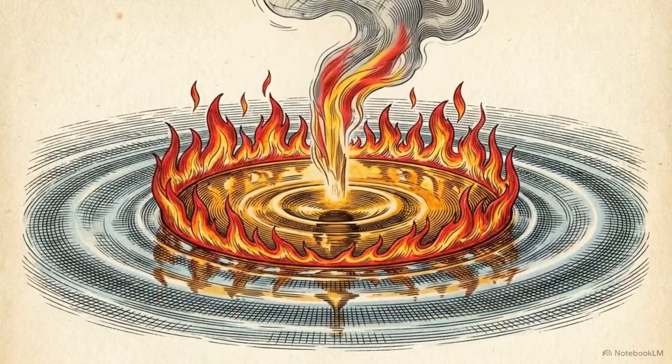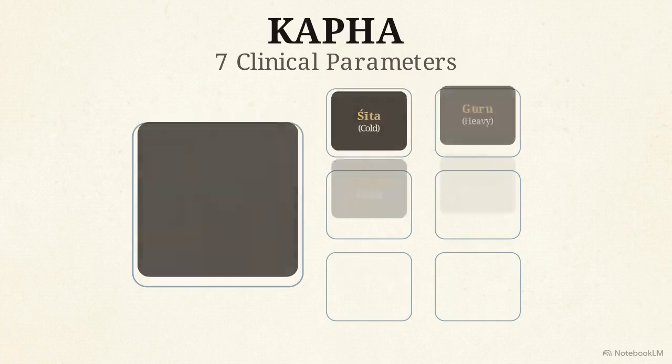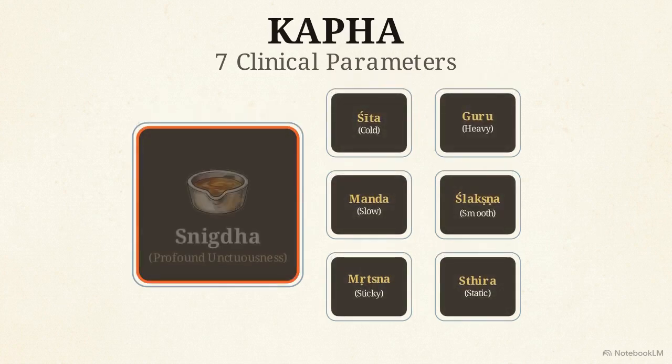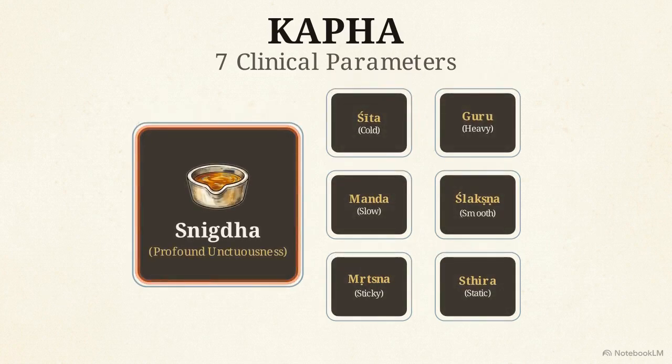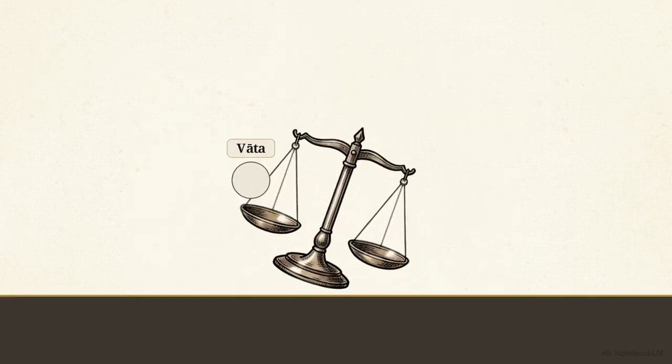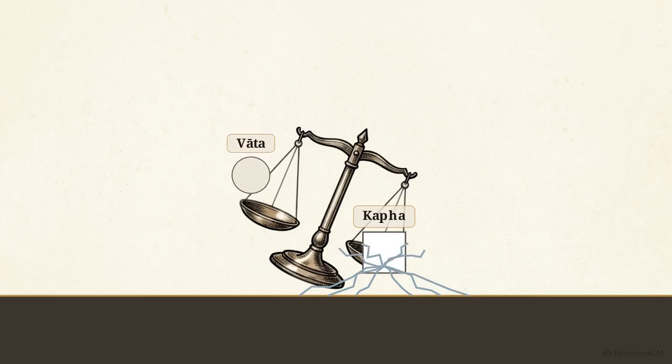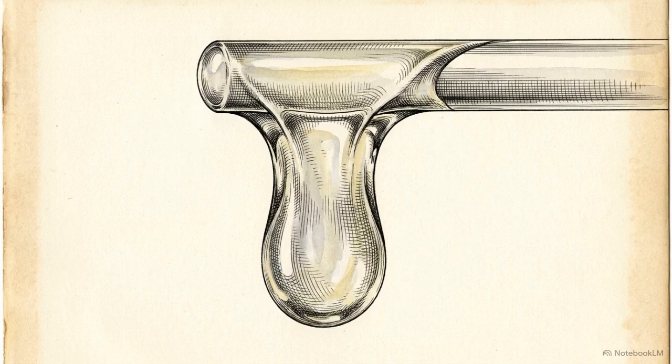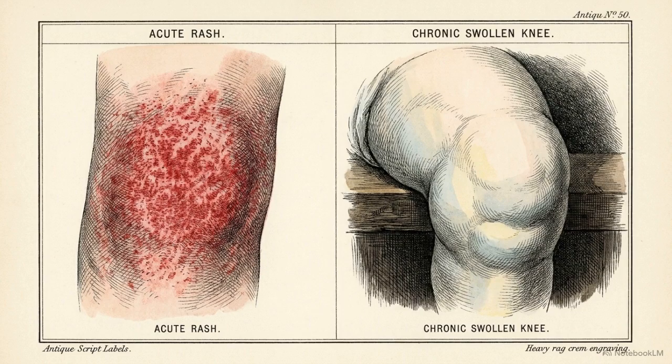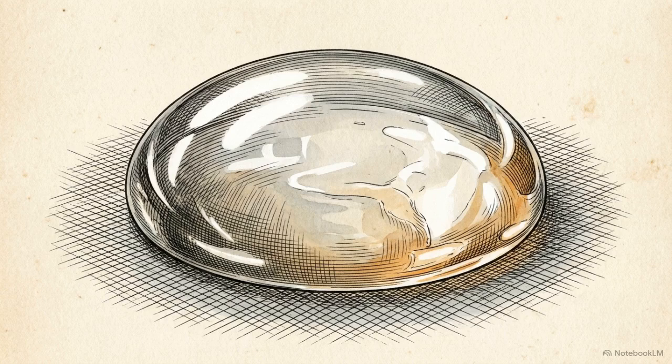Finally, the text details Kapha's 7 attributes, anchored by snigdha, denoting profound unctuousness. Kapha acts as the mechanical inverse to Vāta. It replaces dry, light movement with dense, heavy, and cold stability. Its temporal nature is defined by manda, or slow acting. Because Kapha is the opposite of Pitta's sharp speed, Kapha diseases take a long time to manifest and a long time to cure. The most tactile diagnostic attribute in the text is mritsna.